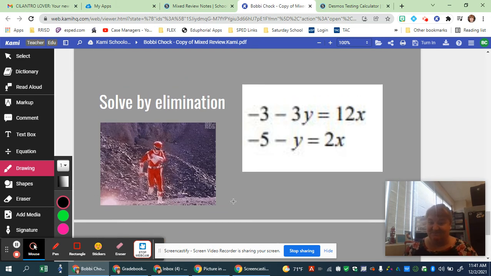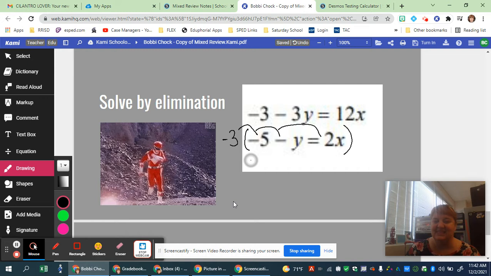Okay, last one. Solve by elimination. So let's take a look. This works when it's in standard form. This really isn't in standard form, but it would still work. But you need to be able to eliminate one of them. So there's a 3 here, and there's a negative y here. I'm going to take this whole thing and multiply it by a negative 3. That's going to give me a place to eliminate. Do you see that?